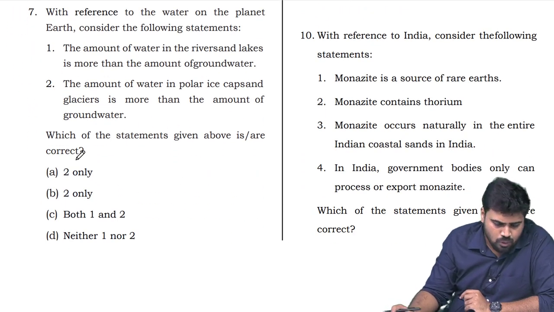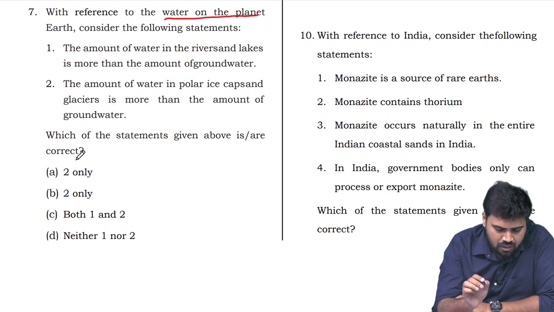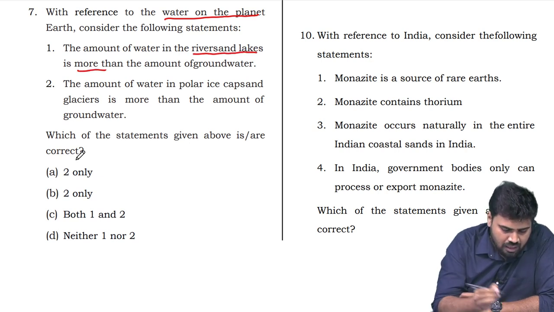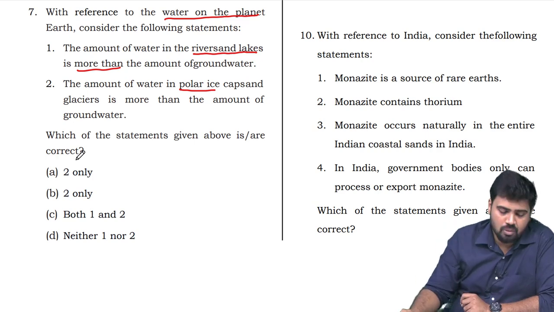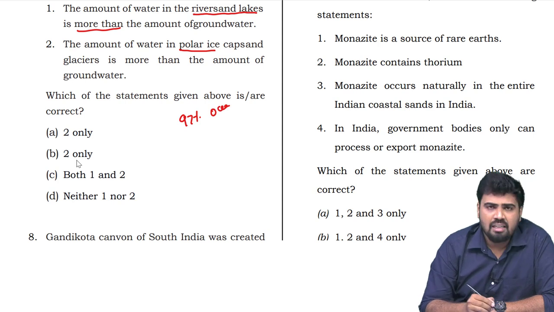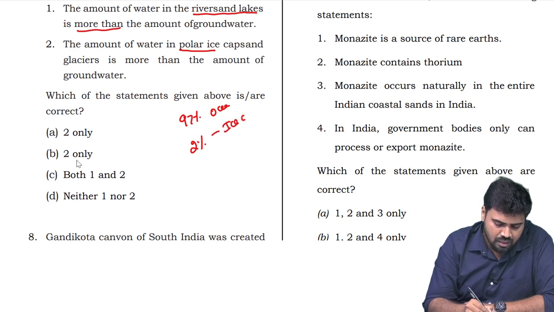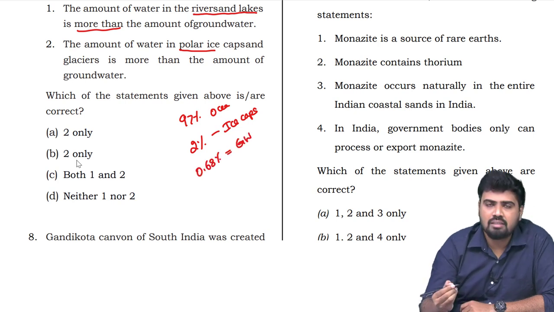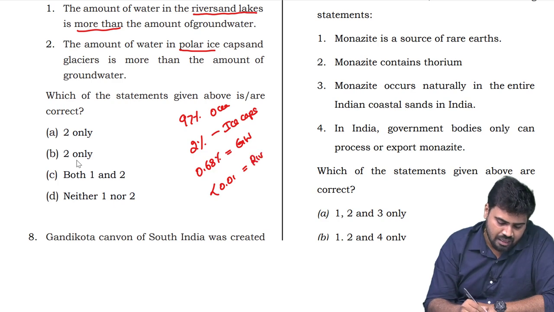7. With reference to water on the planet, consider the following statements. The amount of water in rivers and lakes is more than the amount of groundwater. The amount of water in polar ice caps and glaciers is more than the amount of groundwater. See, we have to know a very basic fact. 97% we have ocean. Nearly 2 to 3% we have freshwater source. In this 2% of freshwater, it is in ice caps and glaciers. 0.68% it is as groundwater. So less than 0.01% we have surface drainage as rivers, lakes, etc.